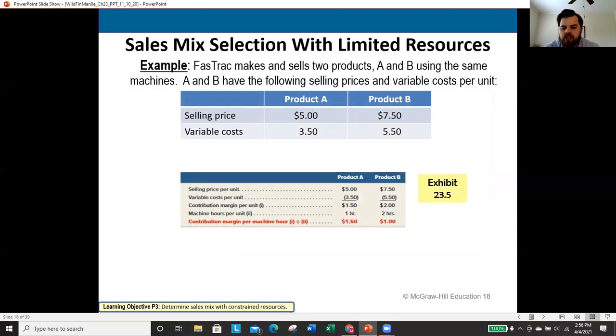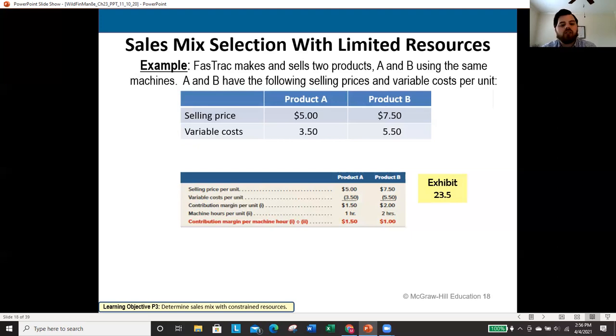A and B have the following sales prices and variable costs. You'll notice that product A generates a contribution margin here of $1.50, while product B generates a contribution margin of $2. So right away, when you look at this, you might assume product B is the product I want to focus on. But what you'll notice is if we look down in the table, that my machine hours per unit under product A is only 1 hour per unit. But under product B, it's taking me 2 hours per unit. So the actual product that is more profitable in terms of that constrained resource is product A.